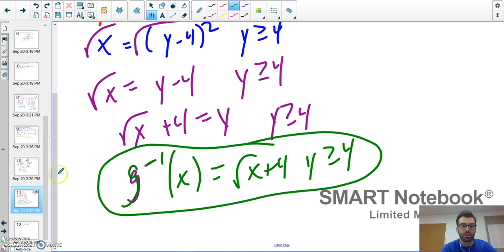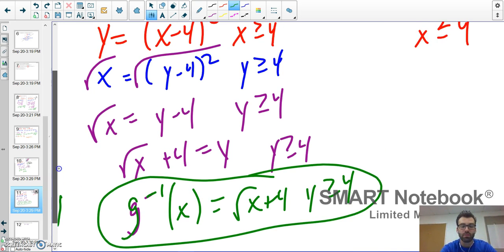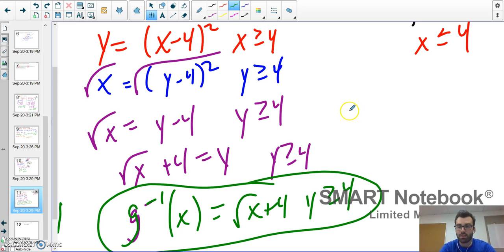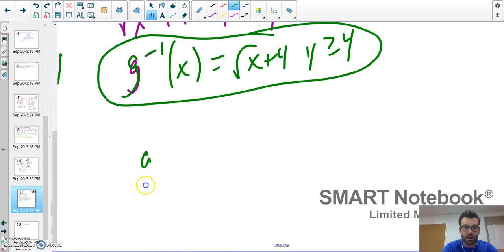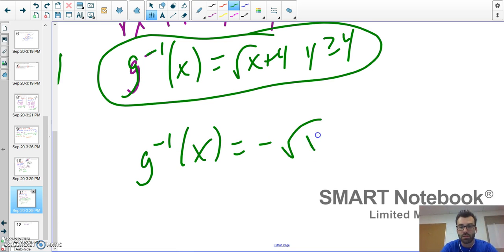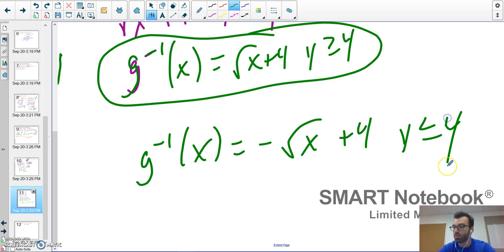If I want to take the inverse where y is less than or equal to 4, my inverse would look like this. Let's just extend this a little bit. There we go. I'd have g inverse of x equals the negative square root of x plus 4, where y is less than or equal to 4. Okay, where there's y. Sorry about that. So we need to have this negative here because we want to be taking something away from 4 when y is less than or equal to 4. Okay?